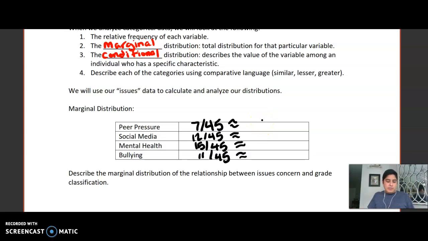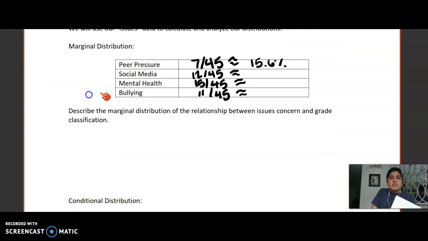So from here now, I'm going to give some approximations. And what I'm actually going to do is have you pause the video and figure these out. But for example, for the 7/45, I'm just going to go with about 15.6%. So I'm only going to use one decimal point here. So I need you to pause the video, finish figuring out the rest of these percentages, and then based on these percentages, describe the marginal distribution. Tell me which social issue was greatest and which one was the least concern. So go ahead and pause the video and try this out.